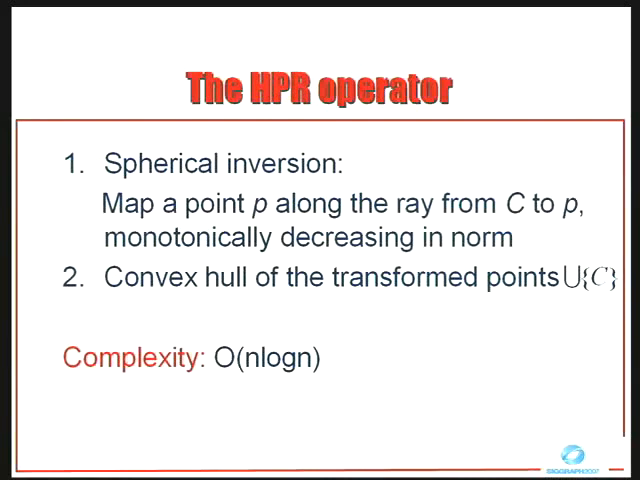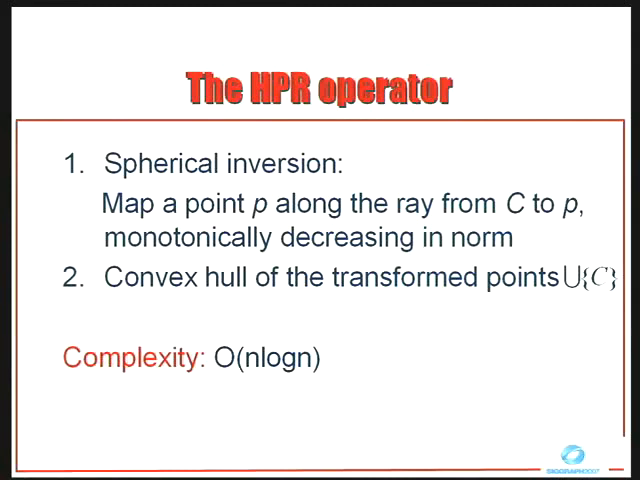Our operator consists of two stages, spherical inversion and convex hull construction. During spherical inversion, we assume that we associate with the points a coordinate system where the viewpoint C is at the origin, and we map every point P along the ray from C to P such that this mapping is monotonically decreasing in the norm. Once we perform this spherical inversion, we compute the convex hull of the transformed set of points union C, the viewpoint.